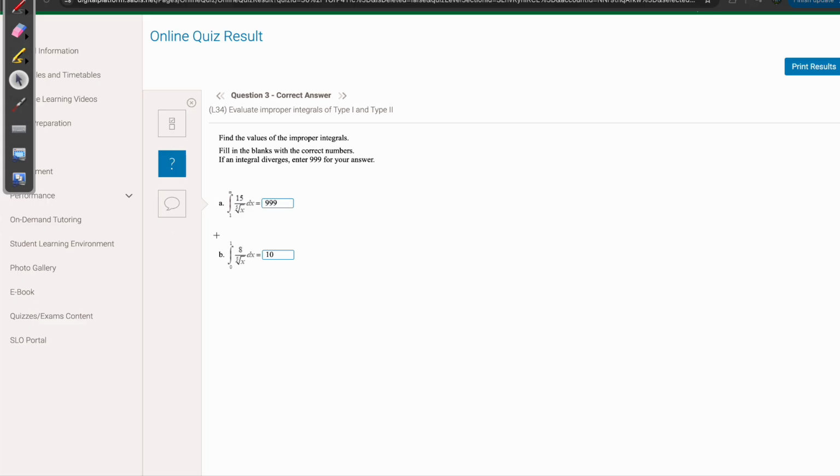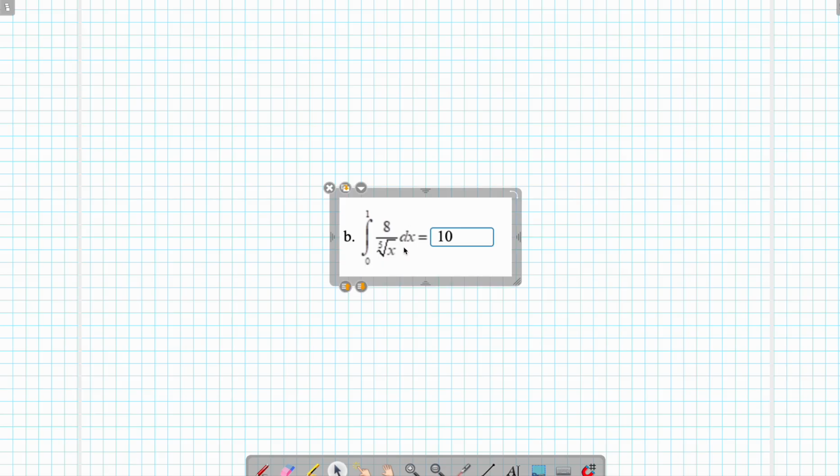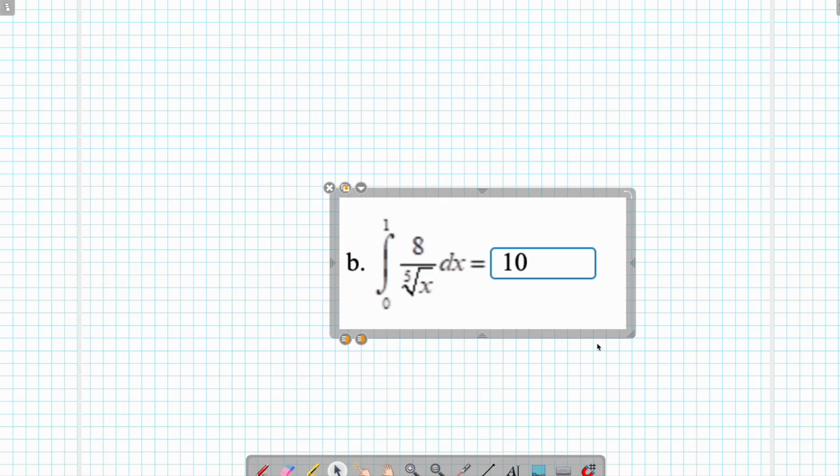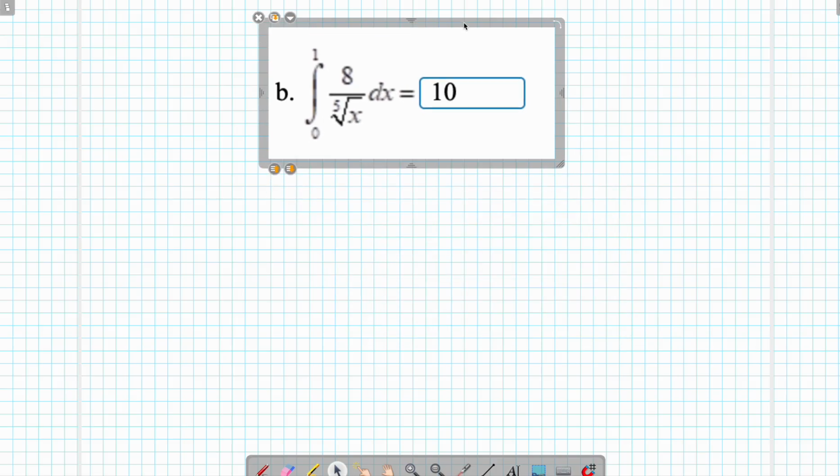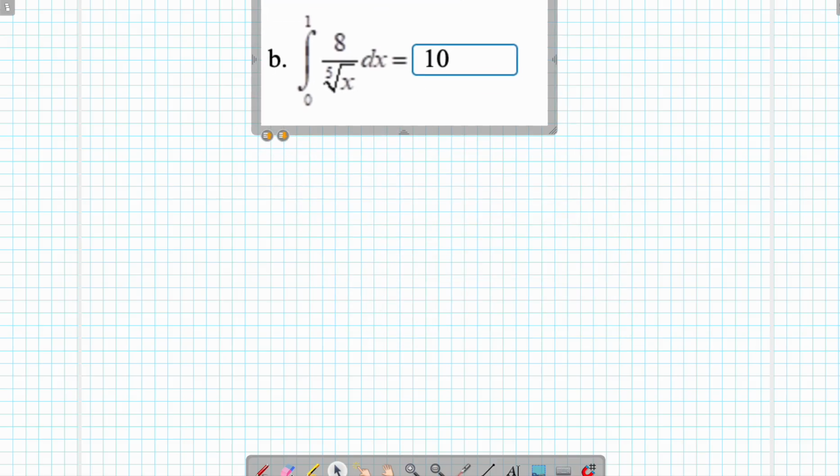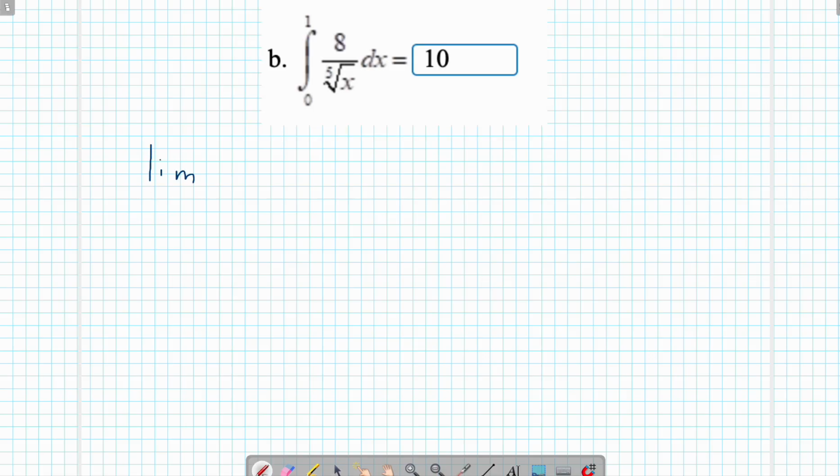Part B, let's do the same thing. 8 over x to the 5th root. Hopefully I said that right. Anyways, limit, let's call the one down c. Now look, this is where things get interesting. The limits are originally 0 to 1, right? Ignore that 10, I'm just gonna call it 0. 0 to 1, right?